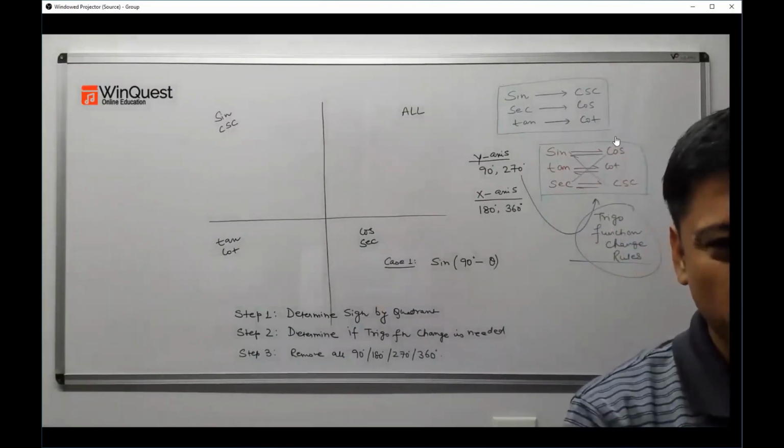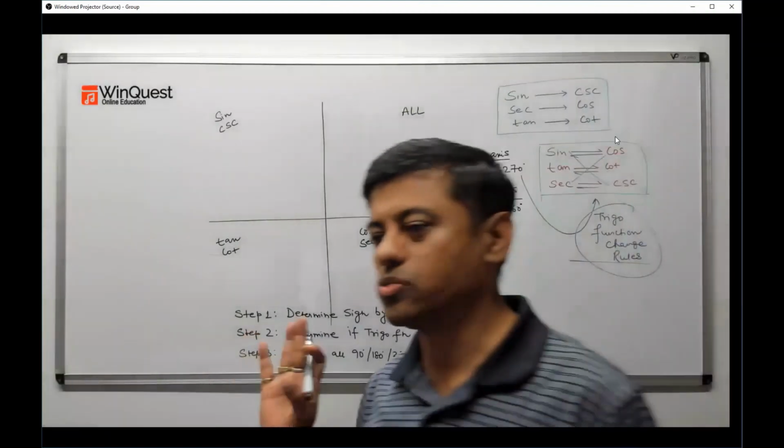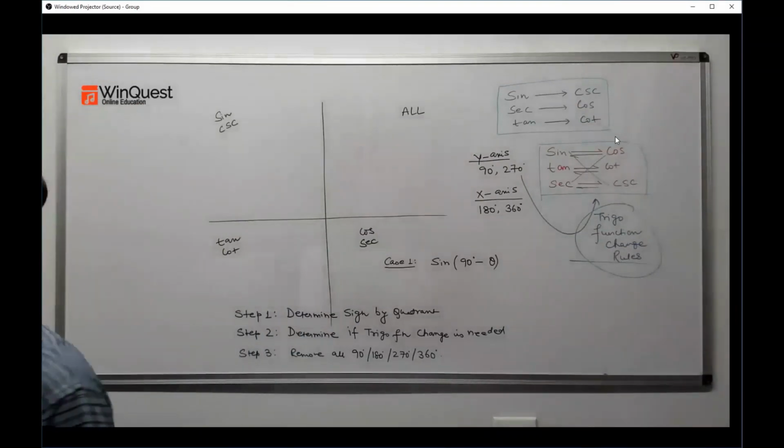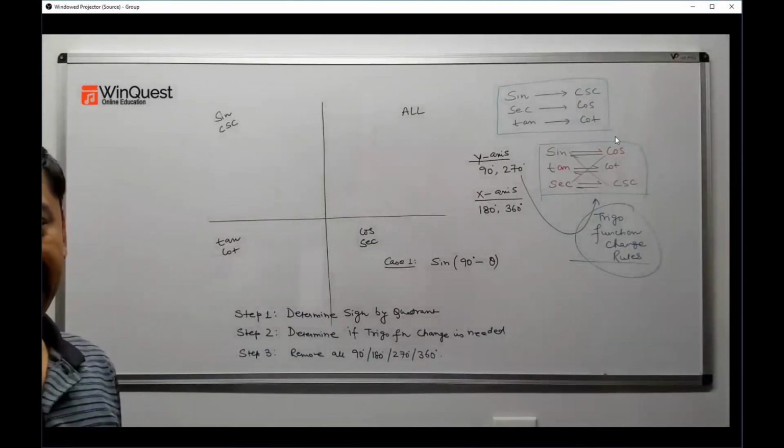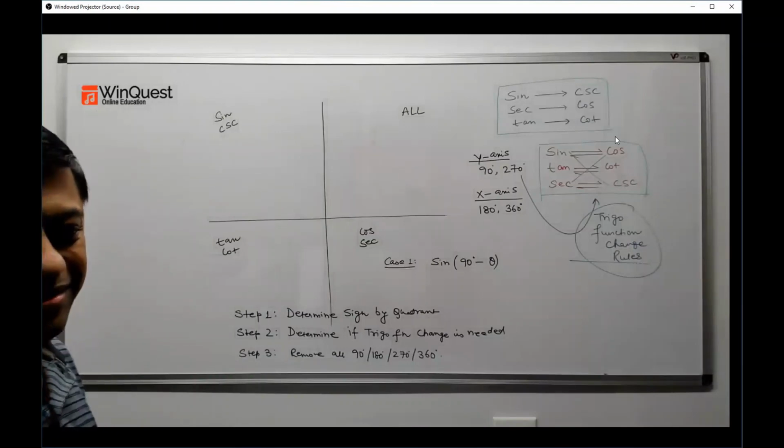Okay. Now we'll follow these 3 steps for case 1 to make it easier. Step 1, determine sign by quadrant.